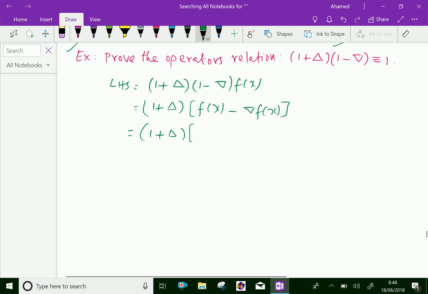of f of x minus f of x minus f of x minus h, where h is the interval of differencing.